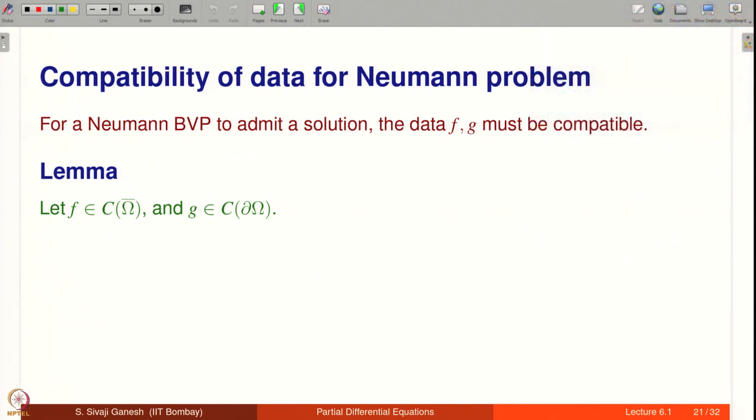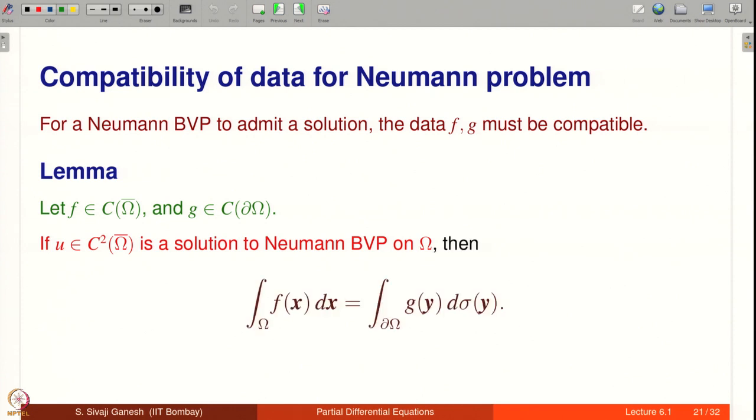Let f be in C of omega bar, we have to assume something more. So far in the definition of the problem, we needed f in C of omega only, but here we are asking for C of omega bar because the tools that we are going to use will involve the continuity up to boundary. In fact, we are going to have certain integrals. For them to make sense, we need this assumption, and g in C of boundary of omega. If u belonging to C2 of omega bar is a solution to the Neumann boundary value problem on omega, then integral over omega of f dx equals integral over boundary of g. g is defined on the boundary, so integrate on the boundary. f is defined in omega, so integrate on omega, both of them must be equal.